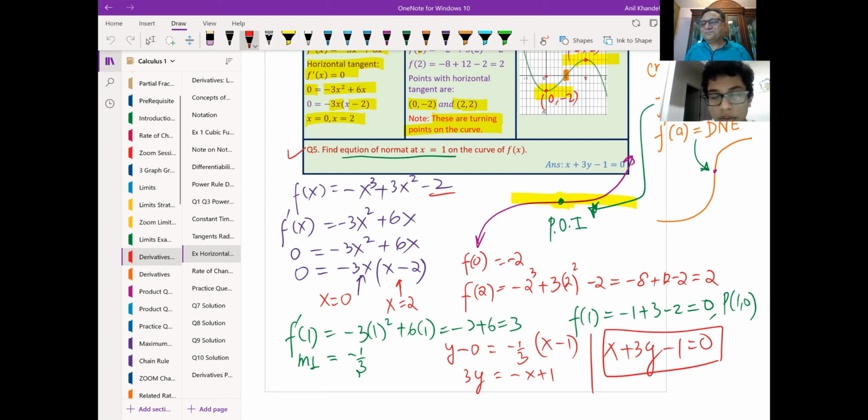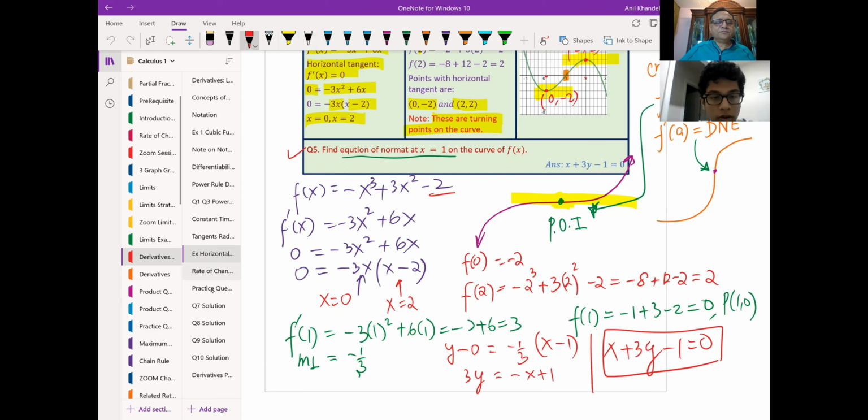Clear? So to find the normal, we just plug in that x value back into the equation, and the line we get is our normal. Correct. Normal means negative reciprocal slope, perpendicular.